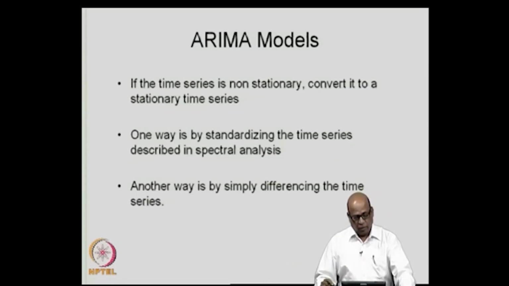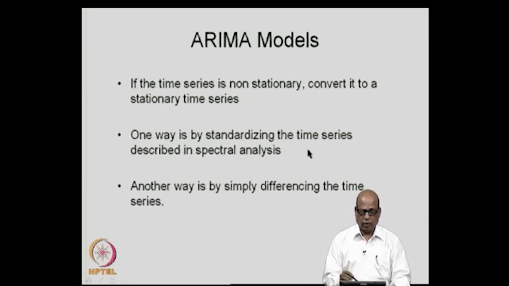One way of removing the non-stationarity is by standardizing the time series. In the example that we saw in the last lecture, once you standardize the series and plot the spectral density as well as the correlogram, it indicates that there is no correlation present in the data, or the data becomes random and the series becomes stationary. So, one way of removing the non-stationarity is simply standardizing the time series.